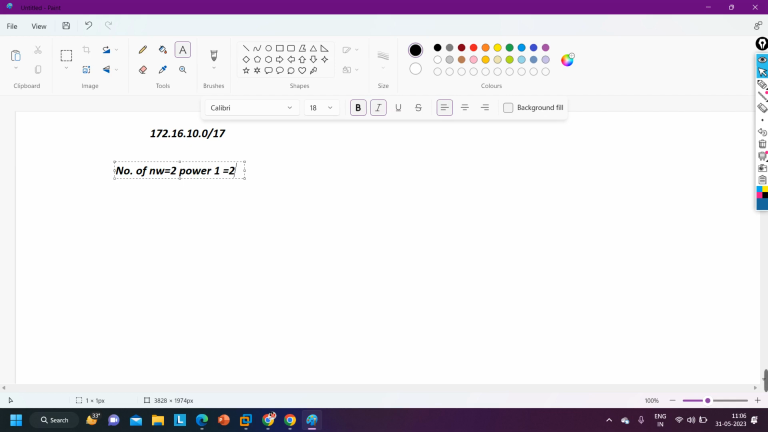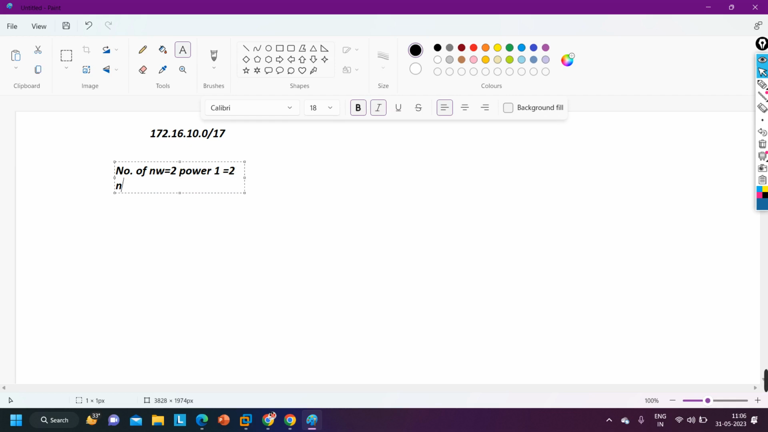If I am borrowing 1 bit into the host portion, we get 2 networks. If 2 bits go into the host portion, we get 4 networks. When 3 bits go into the host portion, I get 8 networks. And as the number of networks increases, the number of valid hosts decreases because the h value is decreasing.